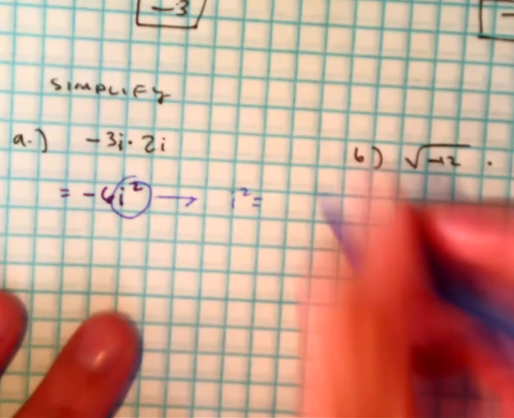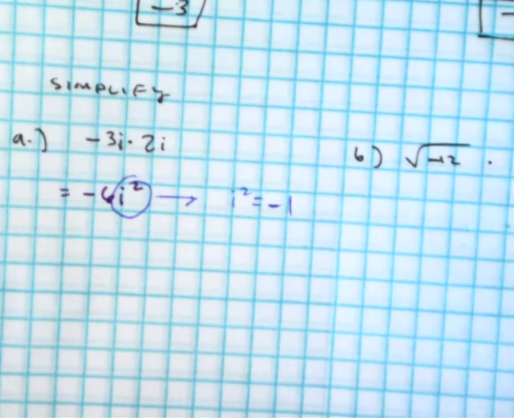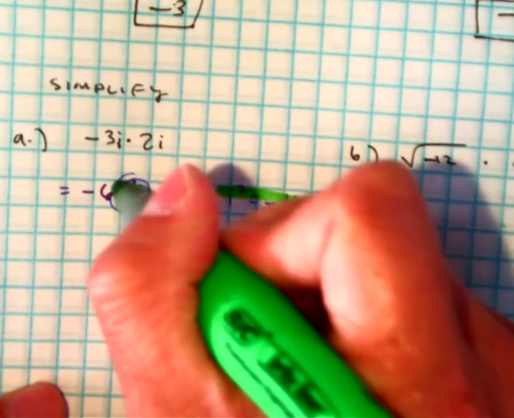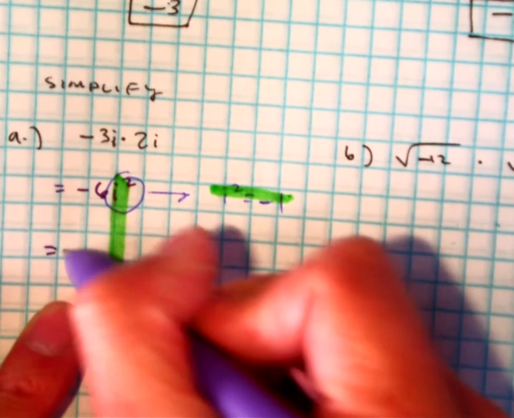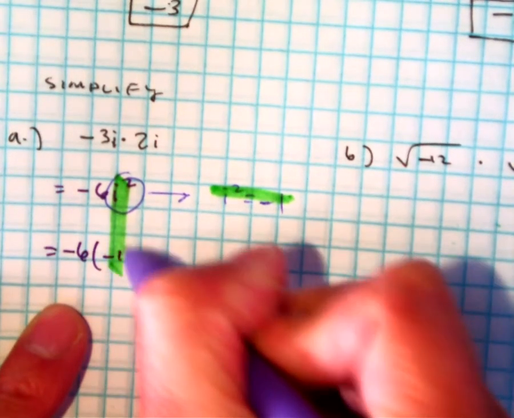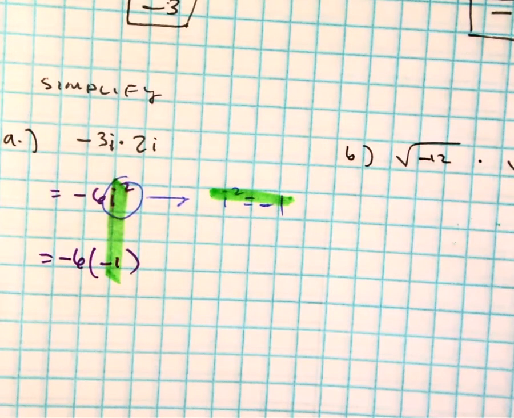Class, I squared is equal to? Negative 1. That was yesterday's lesson, so I have now negative 6 times a negative 1. Common mistake here is to think that is a negative 7.